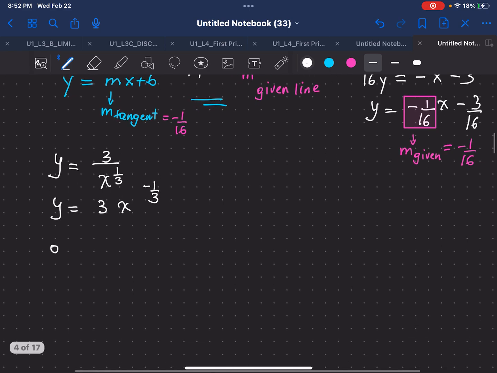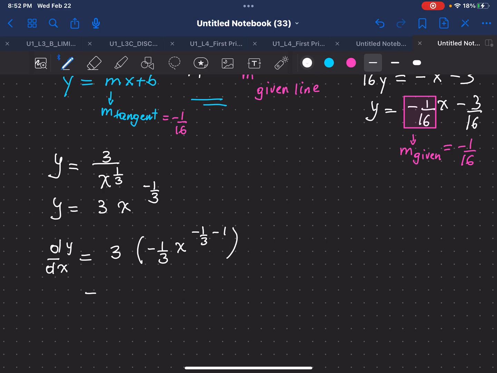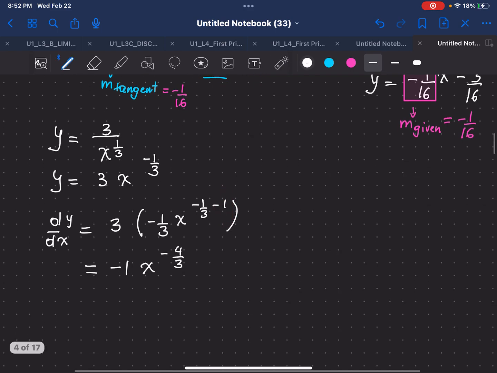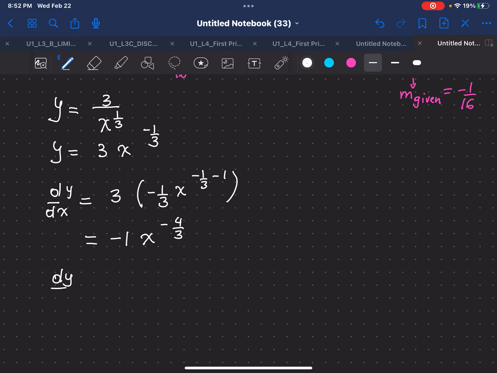Let's differentiate it. So dy/dx would be equal to 3, and then the exponent comes to the front, negative 1 over 3, times x to the power of negative 1 over 3 minus 1. Simplify here: 3 and 3 divide to 1, so that leaves just the coefficient negative 1 in front of x. And negative 1 over 3 minus 1 is the same as negative 1 over 3 minus 3 over 3, which makes it negative 4 over 3. So that means that the derivative dy/dx equals negative x to the power of negative 4 over 3.